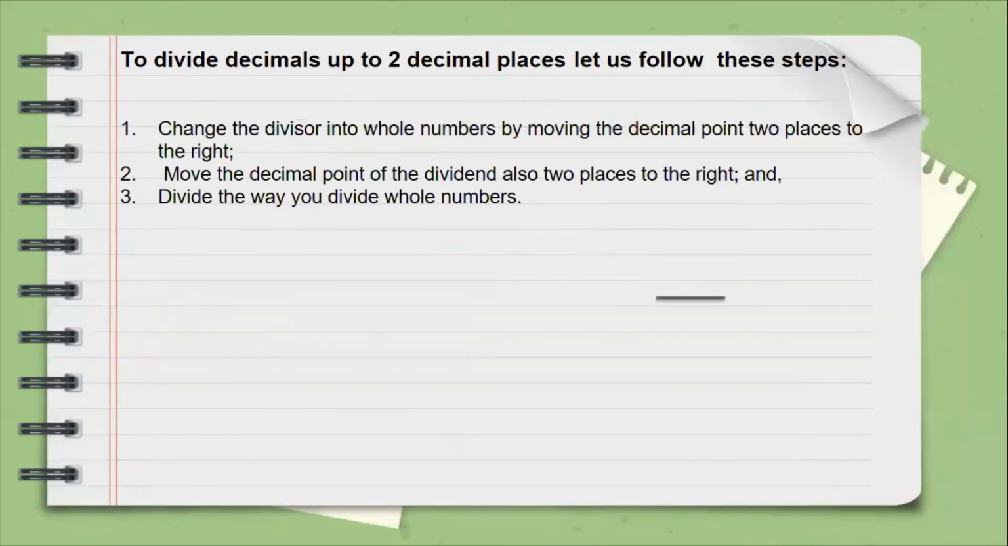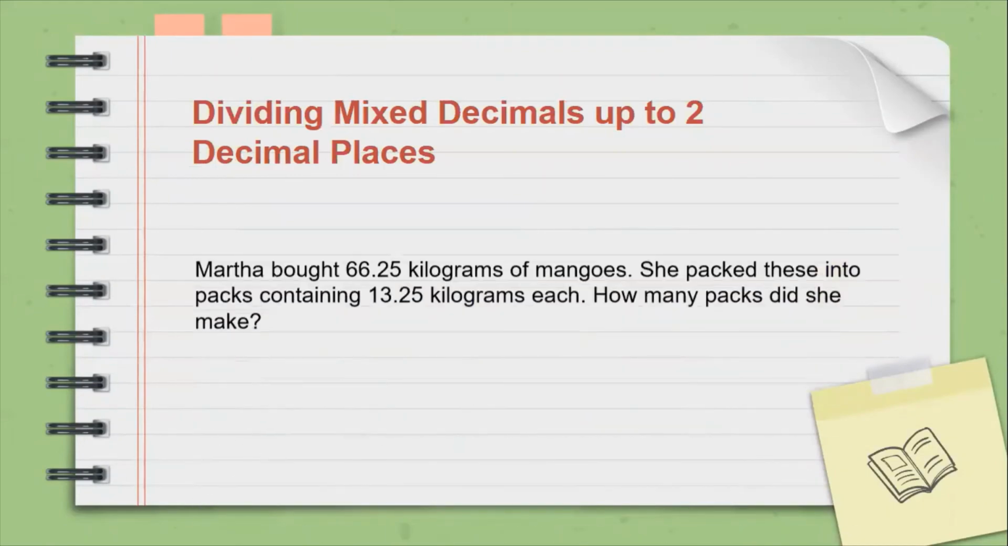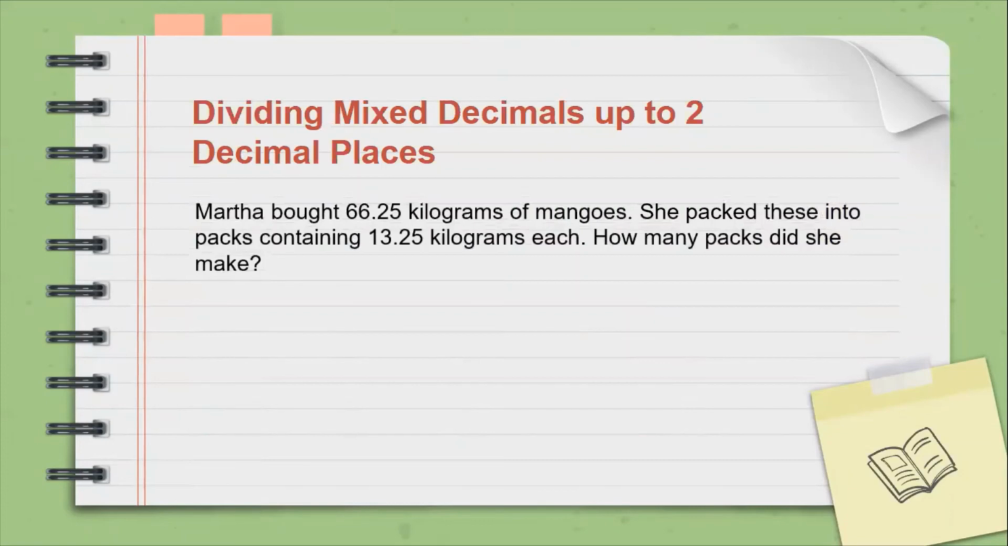So this time, let us continue our lesson in dividing mixed decimals up to 2 decimal places. So we have here a sample problem. Martha bought 66.25 kilograms of mangoes. She packed this into packs containing 13.25 kilograms each. How many packs did she make?